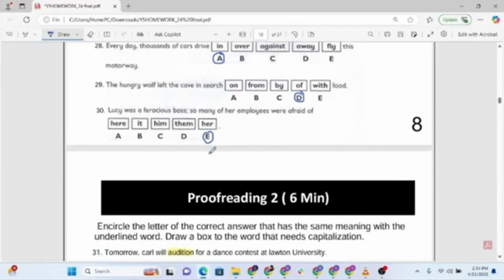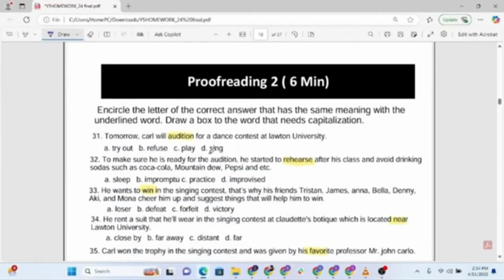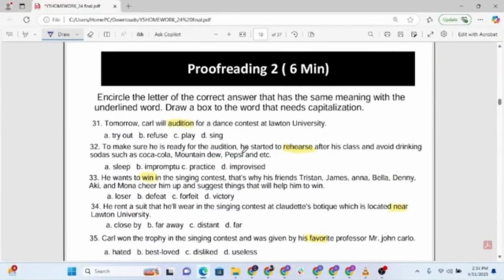Proofreading 2. Encircle the letter of the correct answer that has the same meaning as the underlined word. Draw a box around the word that needs capitalization. Question 31. Tomorrow, Carl will audition for a dance contest at Lawton University. The correct answer is option A, tryout. Draw a box around the word Lawton to show that it must be capitalized. Explanation. Audition means try out, and Lawton is a proper noun requiring a capital letter.